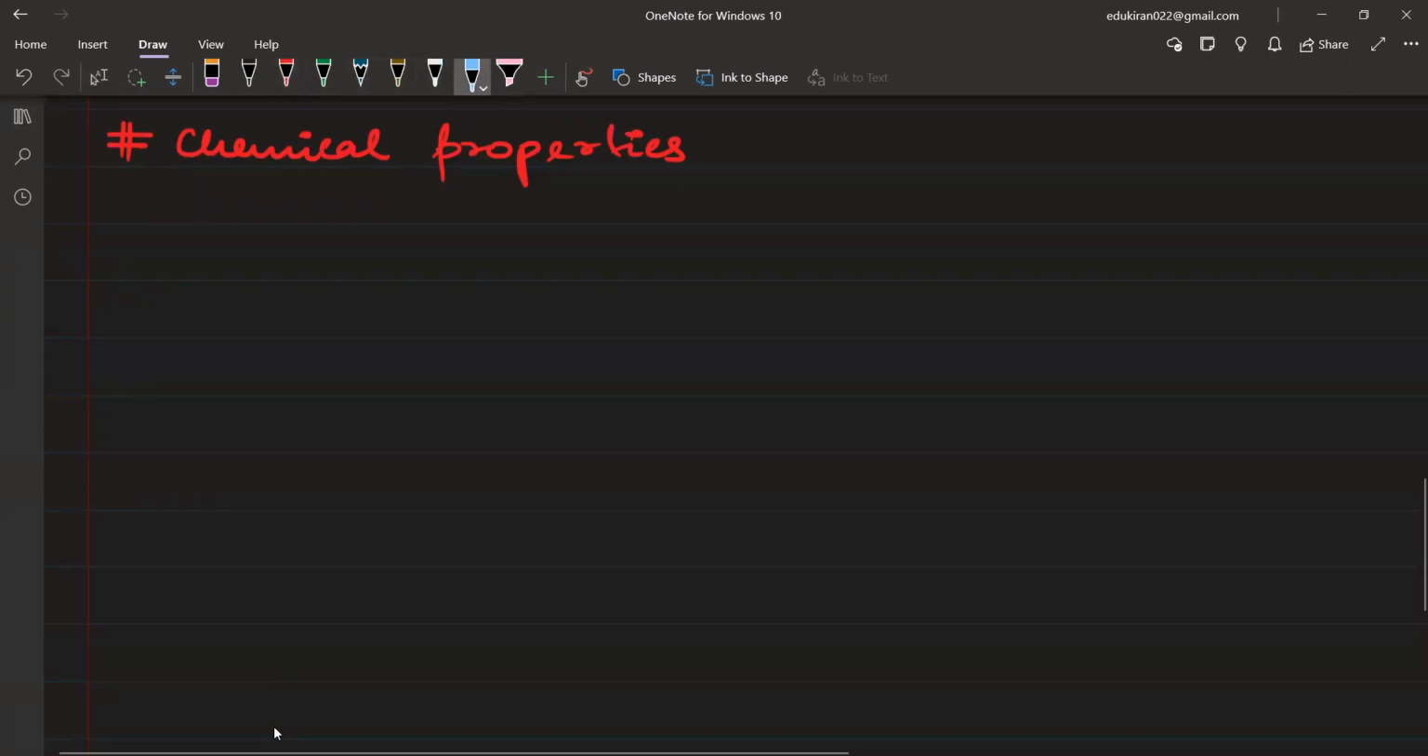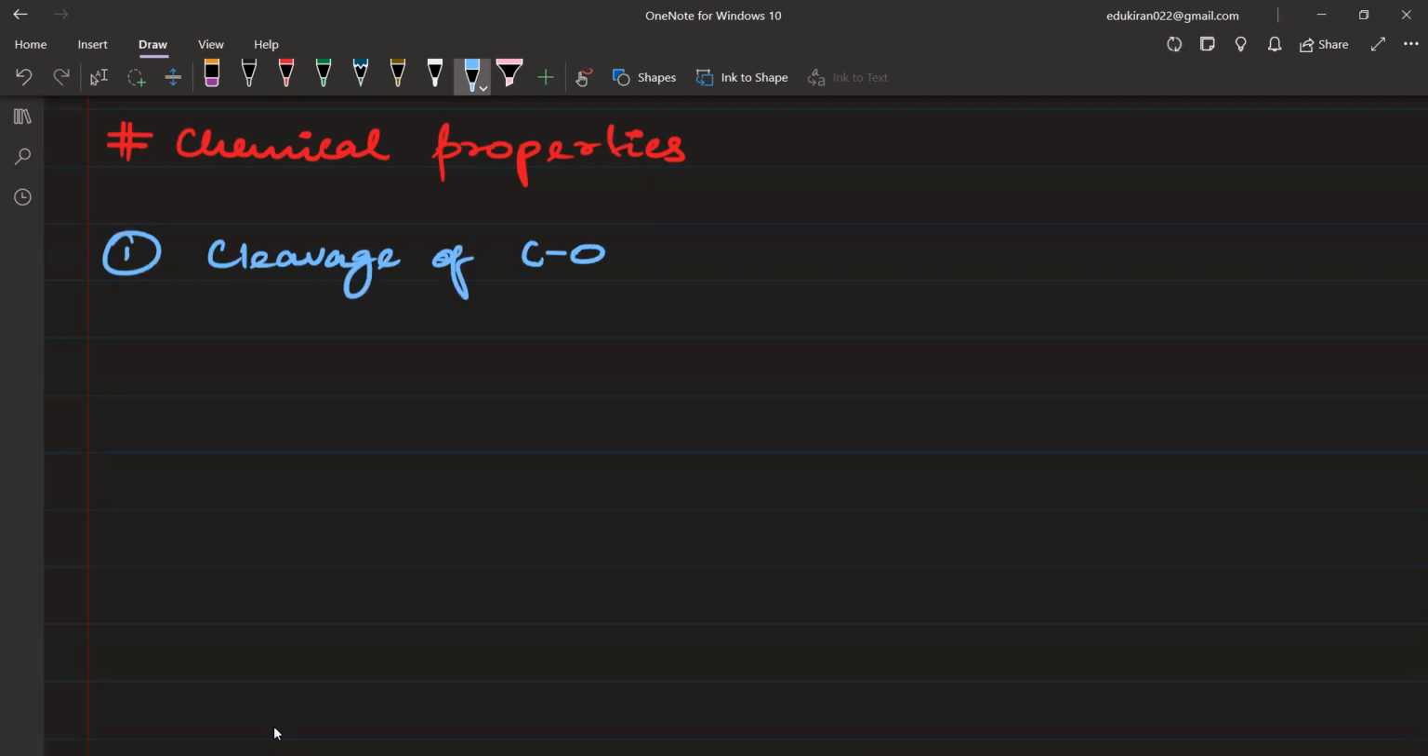In chemical properties, the first type of reaction that we are going to look at is the cleavage of CO bond. अच्छा, wait a second. उमर को बस हम ये भेज देते हैं. Umar, I have sent it to you.